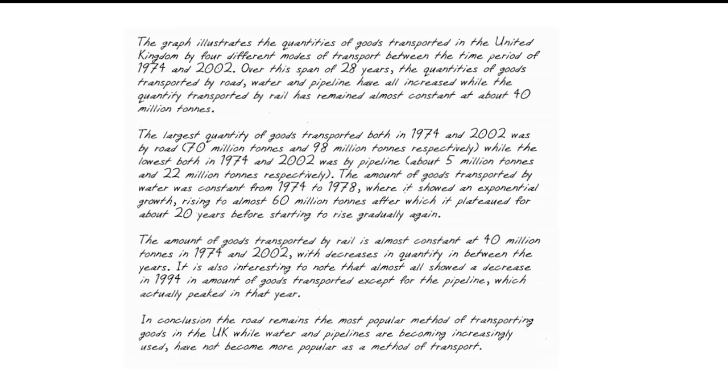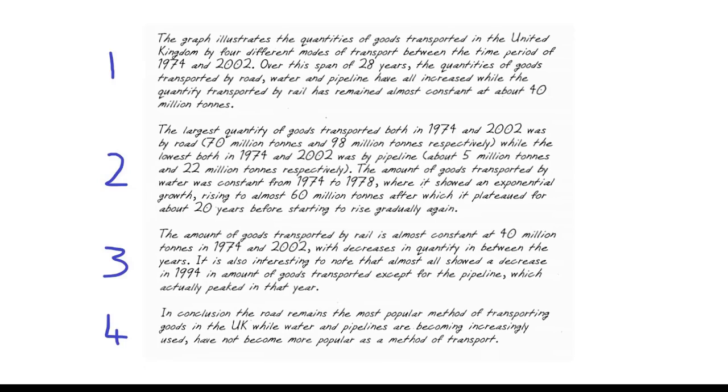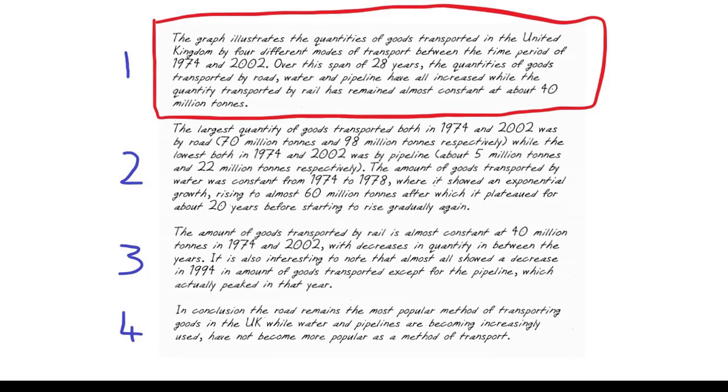So, what is an overview? Well, the overview is the first paragraph of your Task 1 response. Here we can see a 4-paragraph response to a Task 1 prompt. The overview is the first paragraph indicated here.